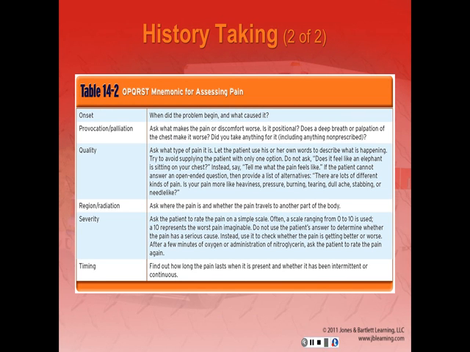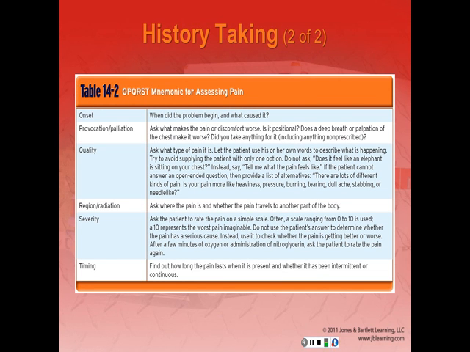Quality: ask what type of pain it is. Let the patient use their own words to describe what is happening. You want to try to avoid supplying the patient with only one option. Do not ask, does it feel like an elephant is sitting on your chest? Instead ask, tell me what it feels like.